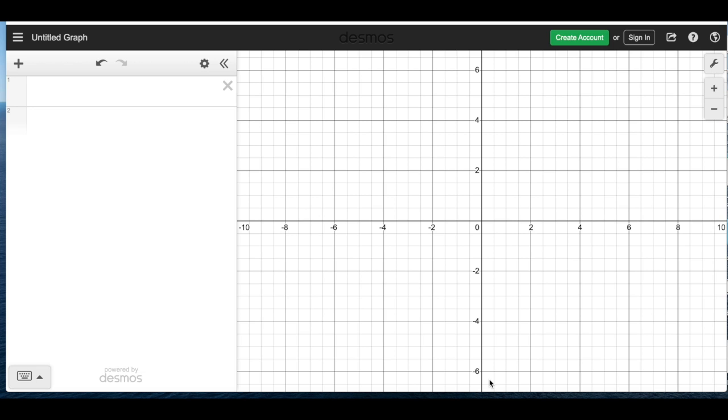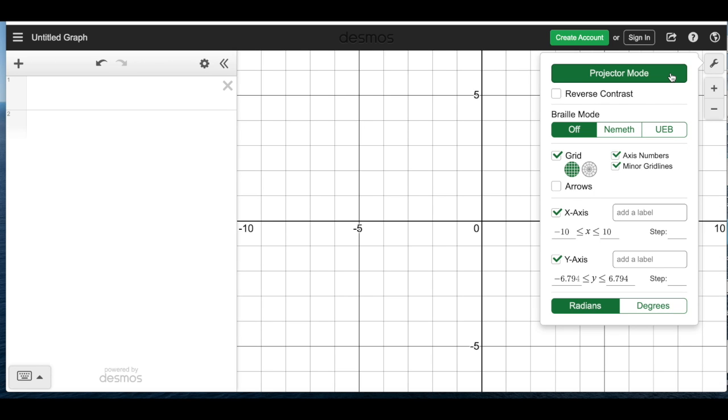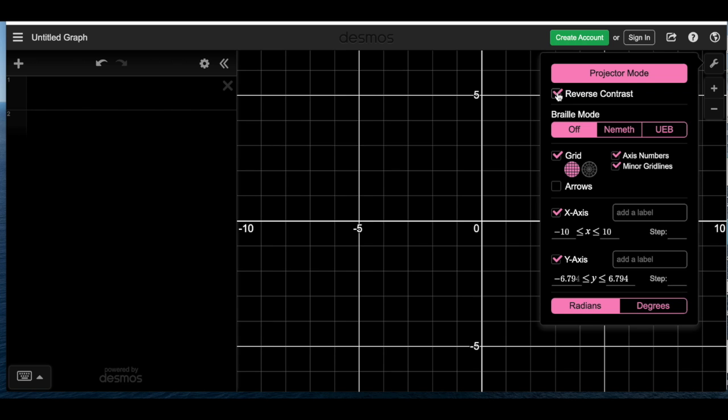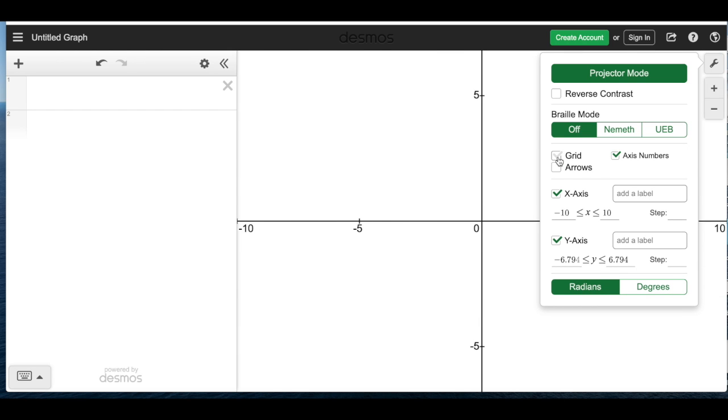Murray, I'm just going to refresh you on a few of the Desmos tools for your final project. Just a few of the things you can do, which you may have forgotten about. Remember, you can over here change the settings of your graph. So, for example, if you click on this wrench, you can make it a little bolder, projector mode. You could make the background black with the reverse contrast. Sometimes that looks cool. You can take the grid away if you like, or put it back.